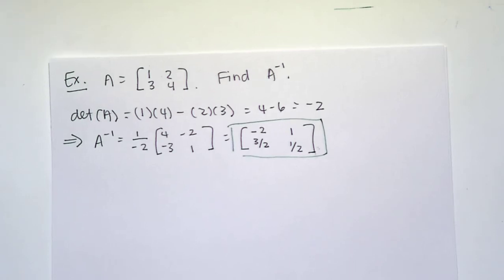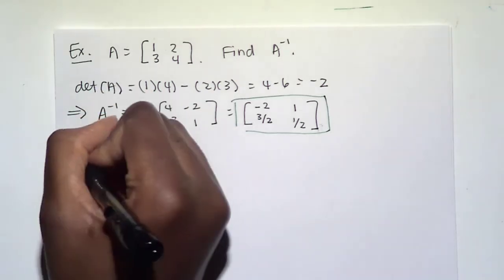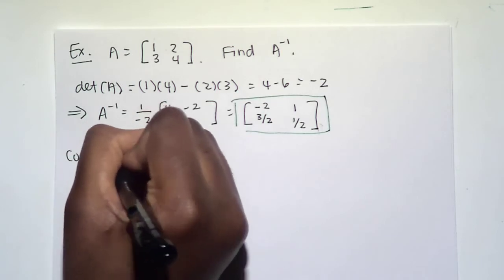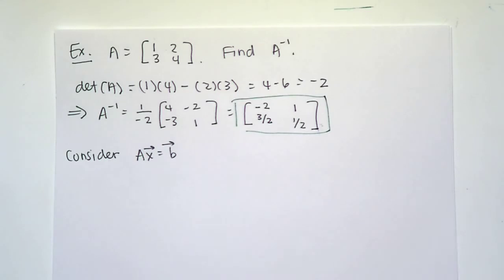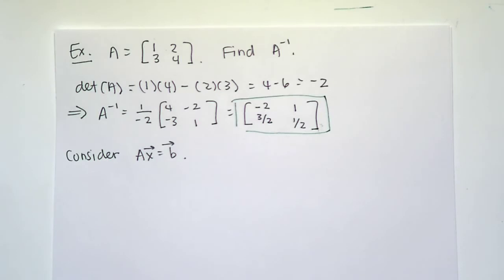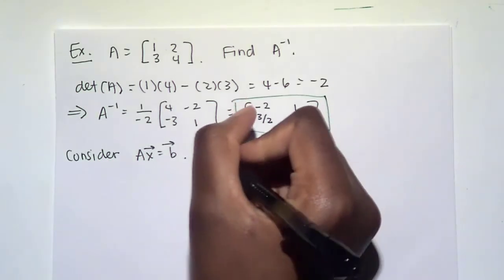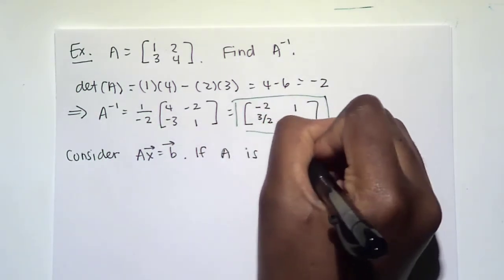All right, so now that we know how to find the inverse of a 2 by 2 matrix, let's bring it back to the context of the course where we're solving systems of linear equations. So let's consider AX equals B. All right, so this is a system. We are familiar with solving this type of system. All right, nice things happen if A is invertible. So let's take a look at what happens if our matrix A is invertible.